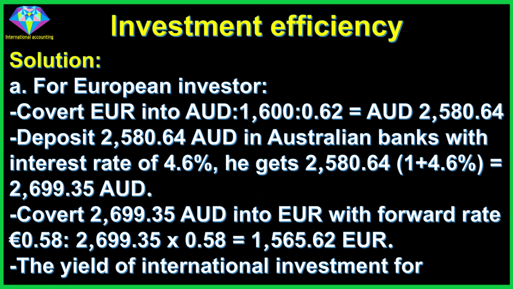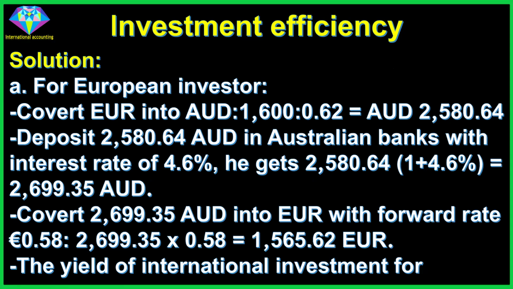Solution. A. For the European investor, convert EUR into AUD. 1,600 divided by 0.62 equals 2,580 Australian dollars and 64 cents. Deposit 2,580.64 Australian dollars in Australian banks with an interest rate of 4.6%. He gets 2,580.64 multiplied by 1 plus 4.6%, equals 2,699 Australian dollars and 35 cents.